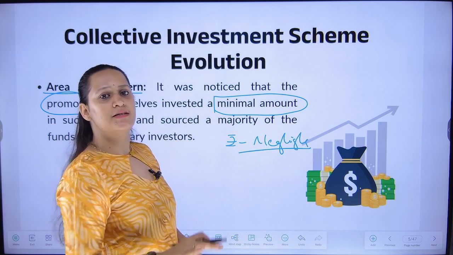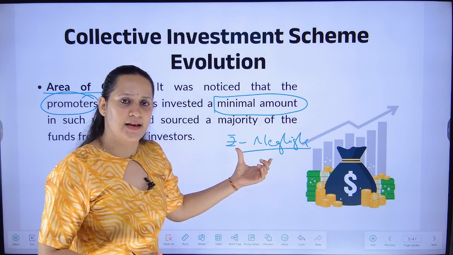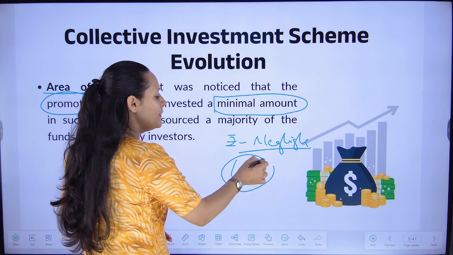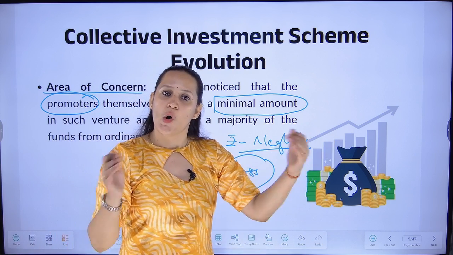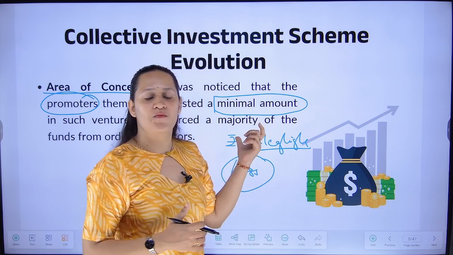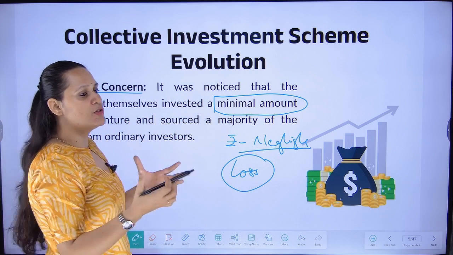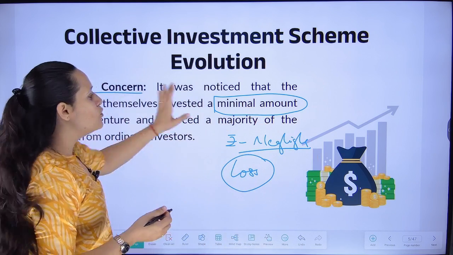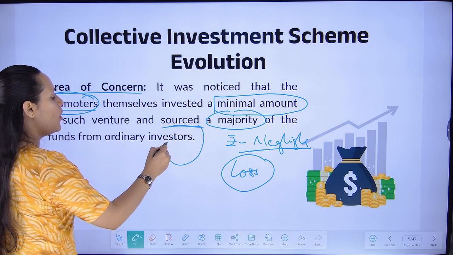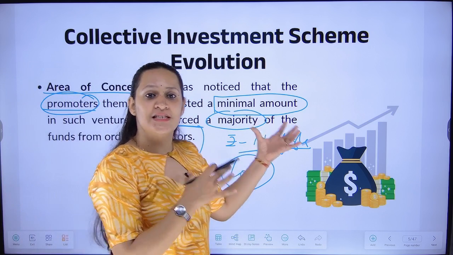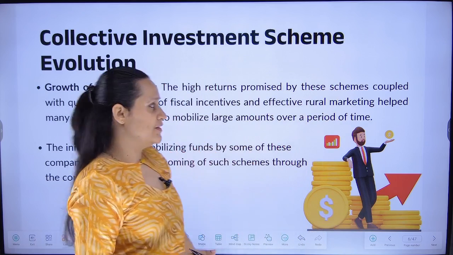That means if any loss occurs in the scheme, if there is a flood or heavy rainfall because of which the crop is damaged, anything might happen, all the loss would be suffered by the investors, and hardly would it impact the promoters. So ultimately, promoters are not at any kind of risk. All the risk is on the investors, and that is one area of concern that was identified by the regulatory authorities: the promoters had only a minimal amount of investment in those schemes, and the majority of the amount was sourced from ordinary investors. Most of these schemes were promoted in the rural areas, which helped them raise a lot of funds.